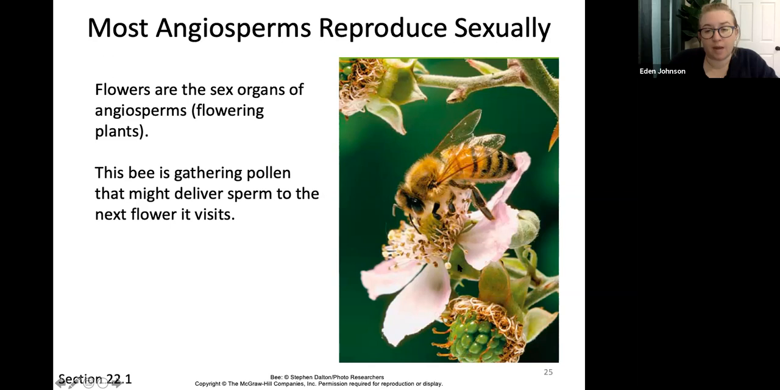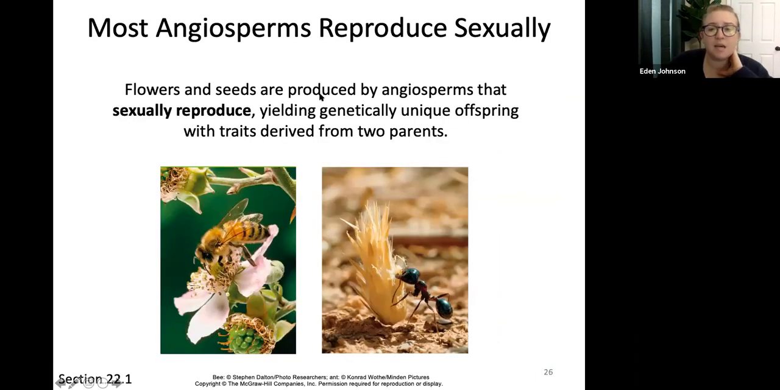Pollen is produced by, and you can see them here, and we'll talk about all of them today, these anthers that are the male reproductive organs of plants. They produce pollen. Pollen is picked up by pollinators or by the wind sometimes, or rain or whatever. And if it lands on the female reproductive organ, then it is going to pollinate that plant. So flowers and seeds are produced by angiosperms that sexually reproduce.